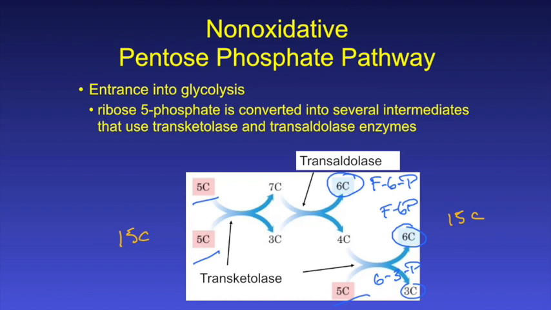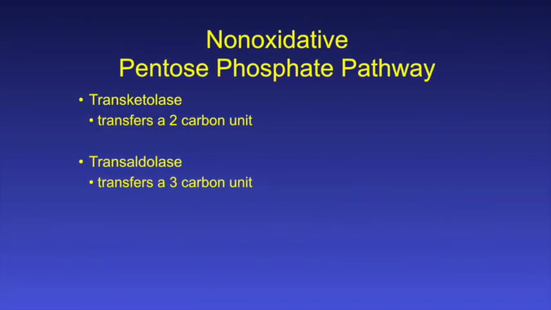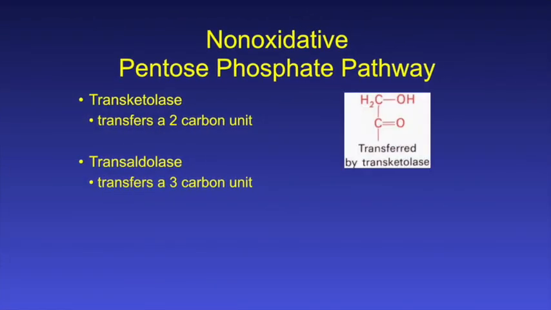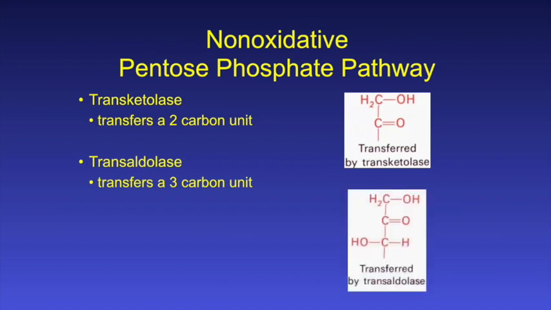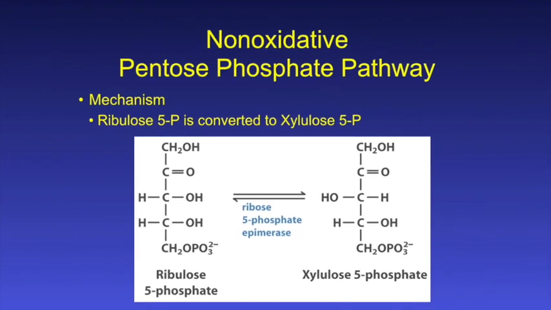All right. That's a biology textbook of looking at it. We're going to look at it a little bit closer. Okay. The transketolase transfers a 2-carbon unit. The transaldolase will transfer a 3-carbon unit. Okay. The structures that happen, okay, are ribose equivalents.